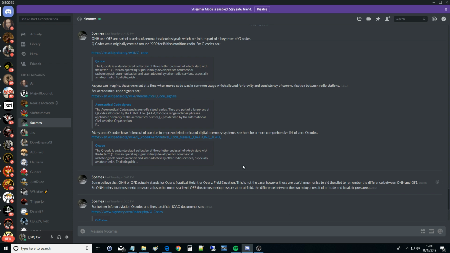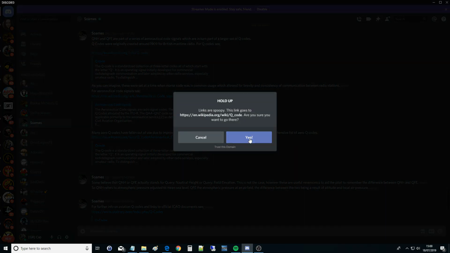First of all, thank you to Soames for putting most of this stuff together for me just to get me going. So QNH and QFE are part of a series of aeronautical code signals which are in turn part of a larger set of Q codes. Q codes were originally created around the beginning of the 20th century for British maritime radio. So we're going to jump to Wikipedia to look at the beginning of the history.